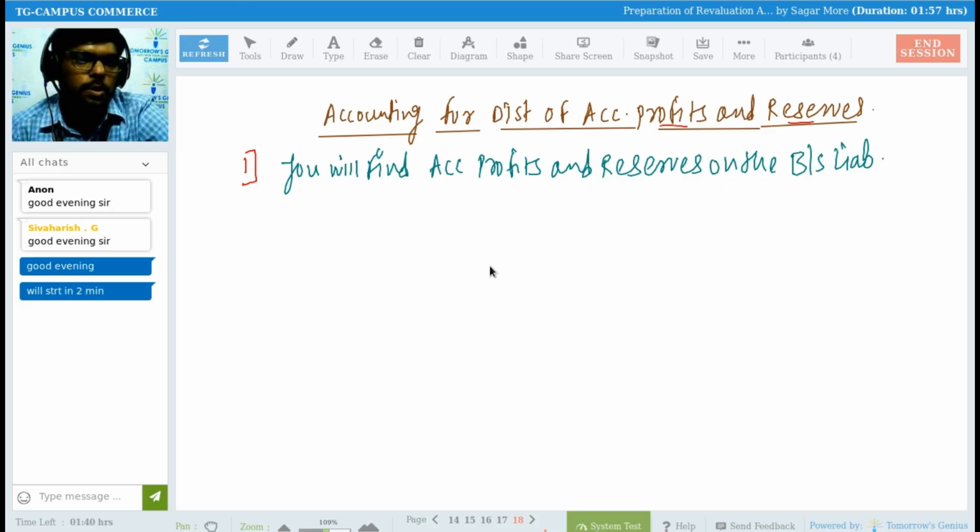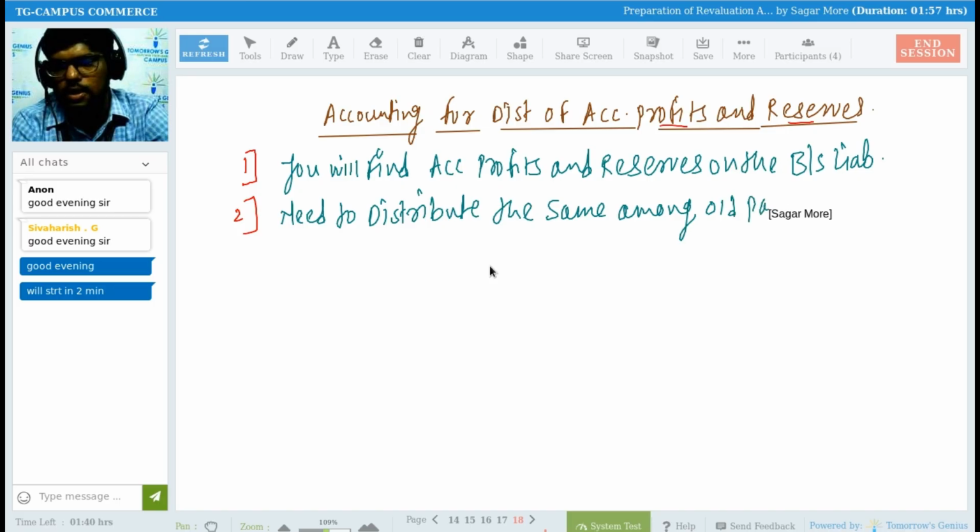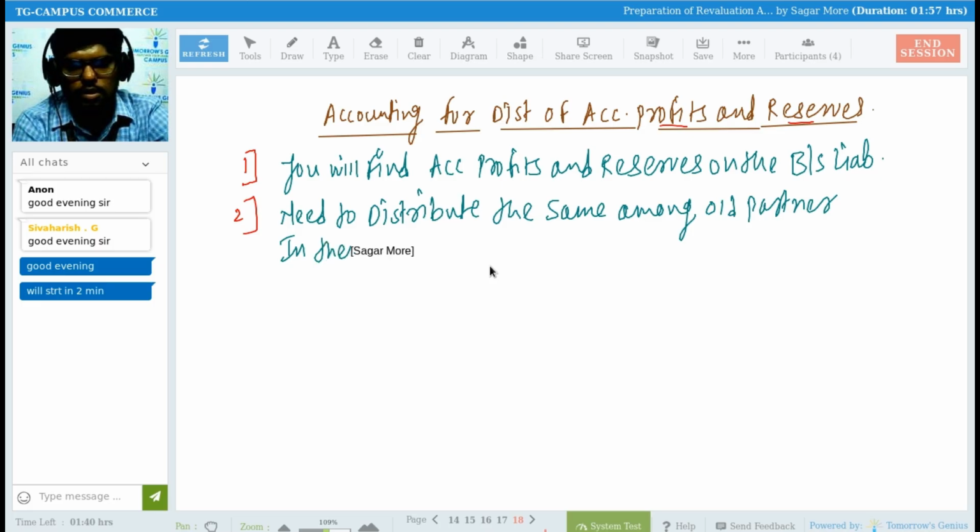Once you find that, what do you have to do? The second step is that I need to distribute the same among old partners or all partners? Tell me. Among old partners, in which ratio? In their old profit sharing ratio, right?